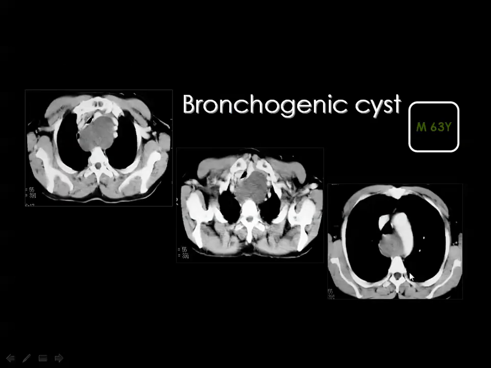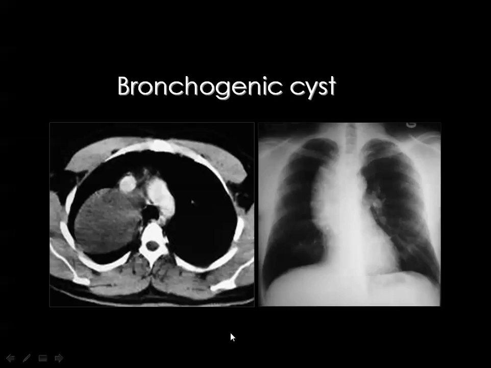Then you see a cystic lesion here, which is near the site of the carina, and this cyst may extend upward in the superior mediastinum, as you can see, compressing the trachea anteriorly and displacing the vessels away. Being in the midline, you can assume that this is a mediastinal pathology.